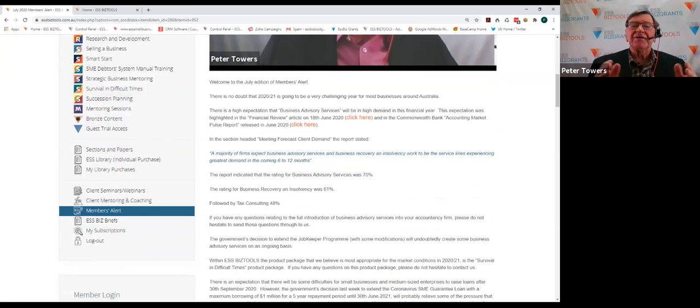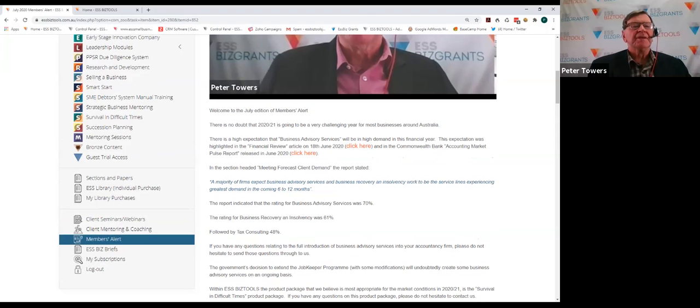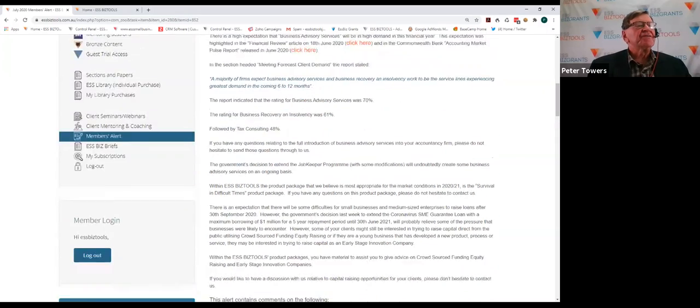This particular article is linked to the discussions about the concept of business advisory services being supplied by accountants, and in particular the article that had appeared in the Financial Review in early June, and then later in the month of June, the Commonwealth Bank Accounting Market Pulse report had been prepared, and this report clearly identified that the surveys that the Commonwealth Bank's consultants had undertaken had identified that business advisory services was the top product to be delivered by accountants during 2020-21. And you can read that material on the site.